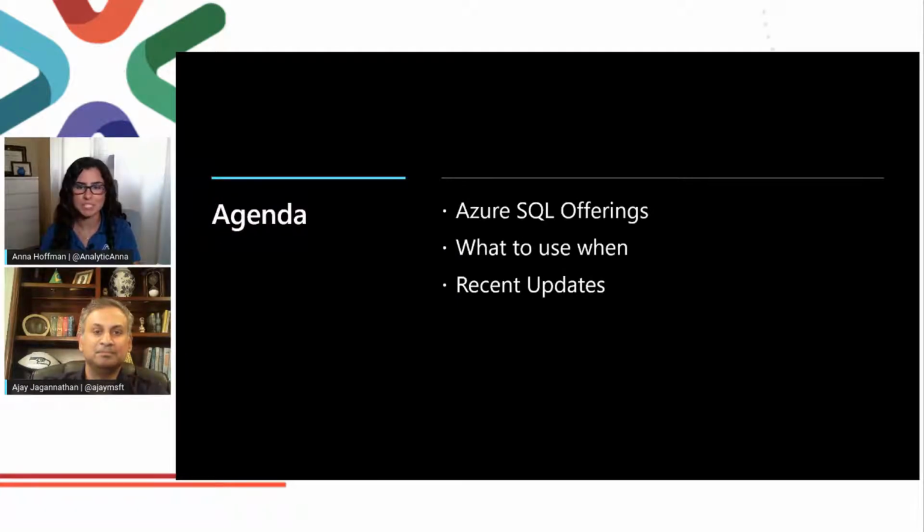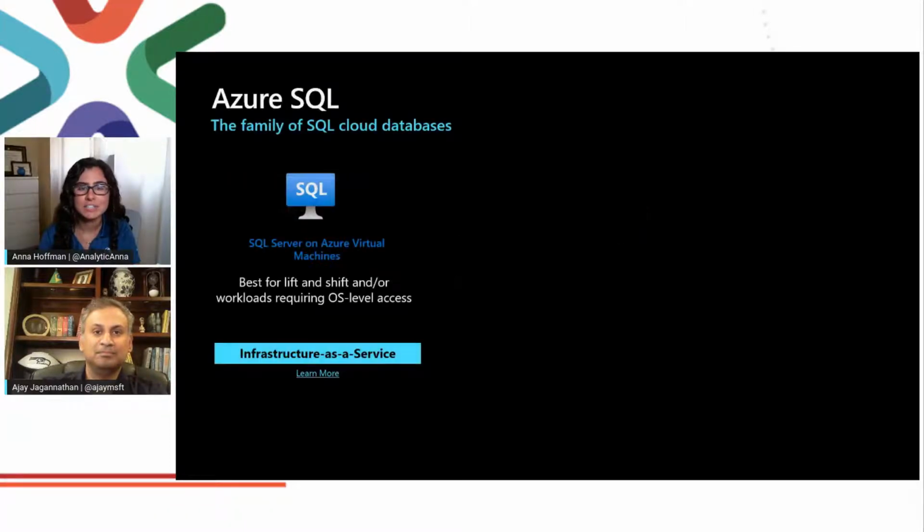Like I already mentioned, we're going to talk about the different offerings, then what to use when, and then what's new. I will start by explaining the general Azure SQL offering. The first deployment option is SQL Server on an Azure virtual machine, and that's really what it sounds like. It's just SQL Server running on an Azure virtual machine. This means you get to pick the SQL Server version and the OS version, and we do some things to help you, but it also means you're going to have to manage things like upgrades.